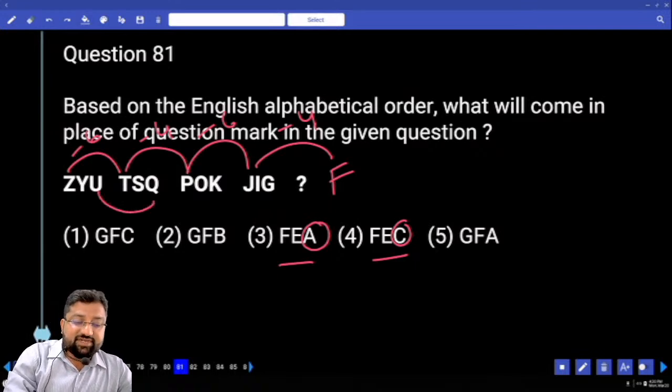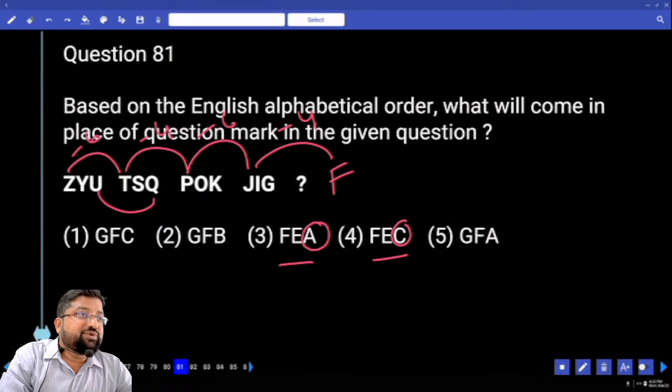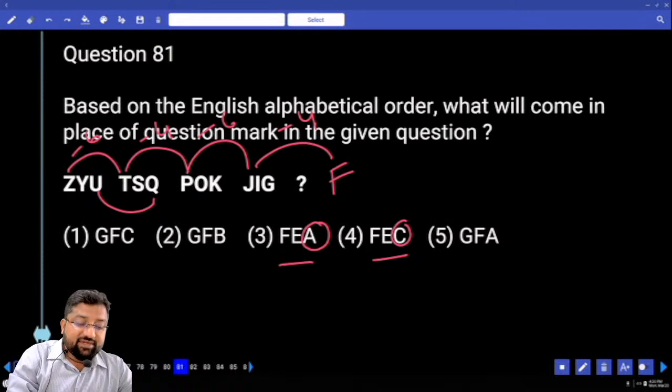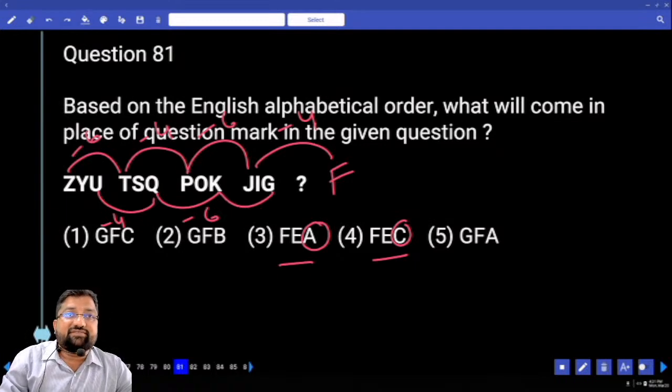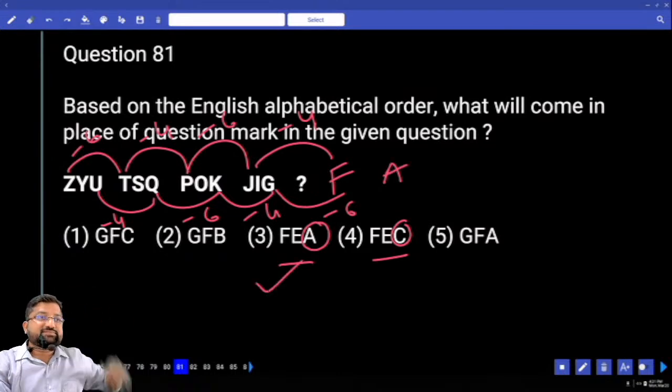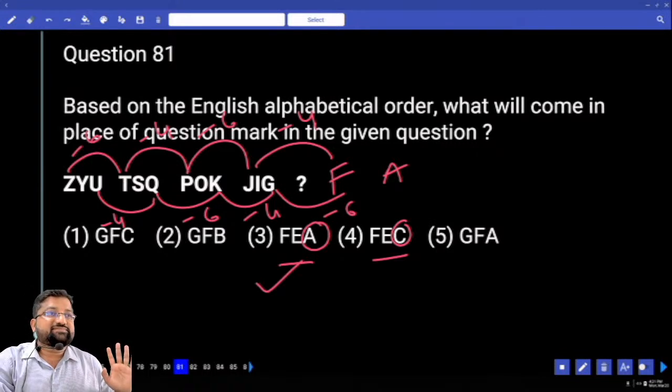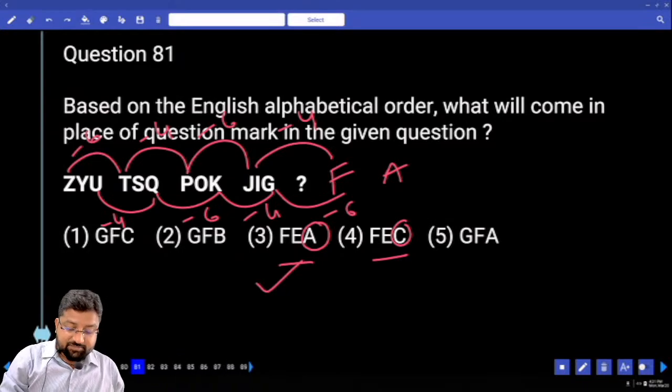So what's the last letter? U is how much? 21. Q is how much? 17. 21, 17, minus 4. 17, 11, minus 6. 11 and 7, minus 4. Minus 6. 7 minus 6, 1, A. Which option is my answer? Third option. Is this clear? And don't write the place values. If you write place values above the letters, you are wasting another 20 seconds, minimum.